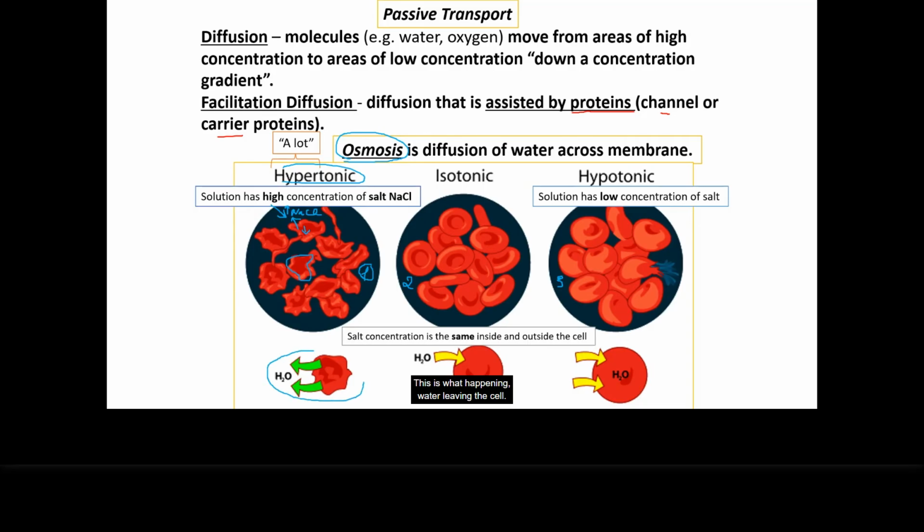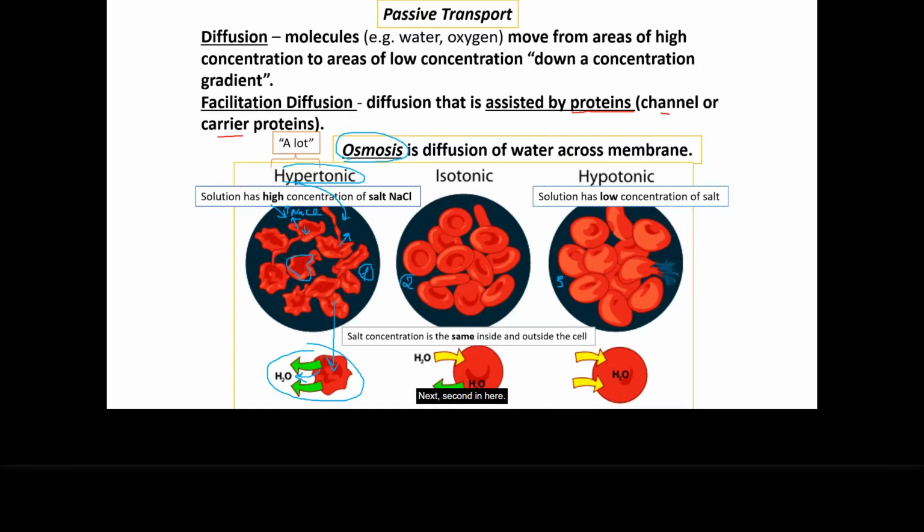This is what is happening: water is leaving the cell. It follows the salt. And this is a hypertonic solution. So this is why water will move to the salt, away from the cell, and cells will shrink.